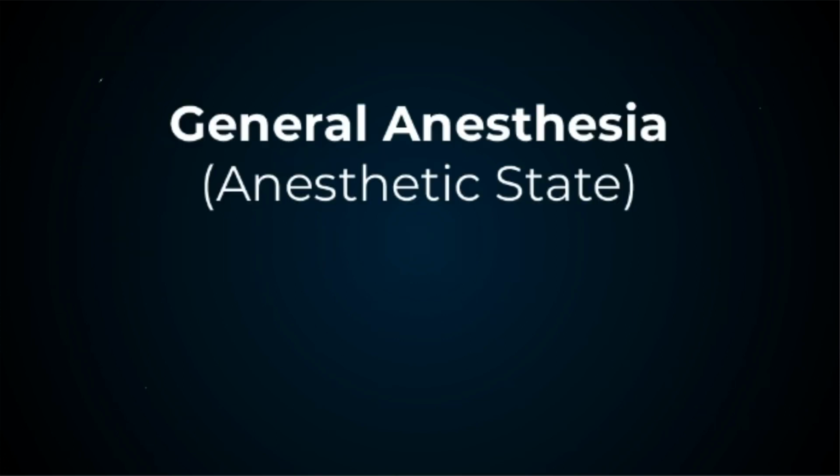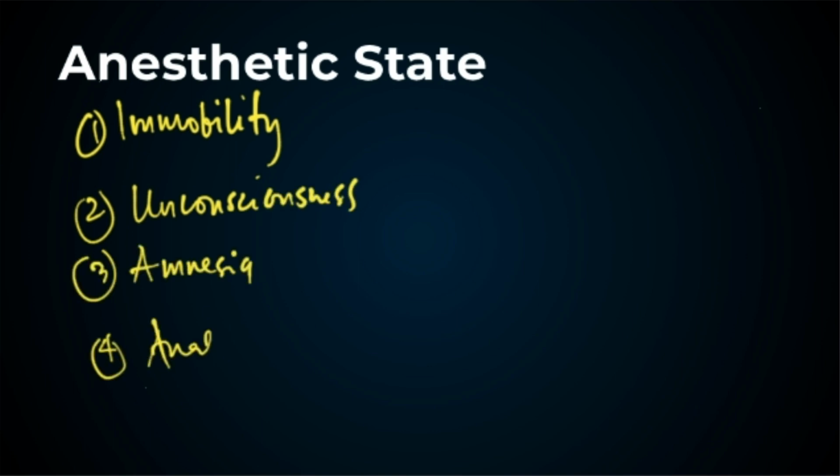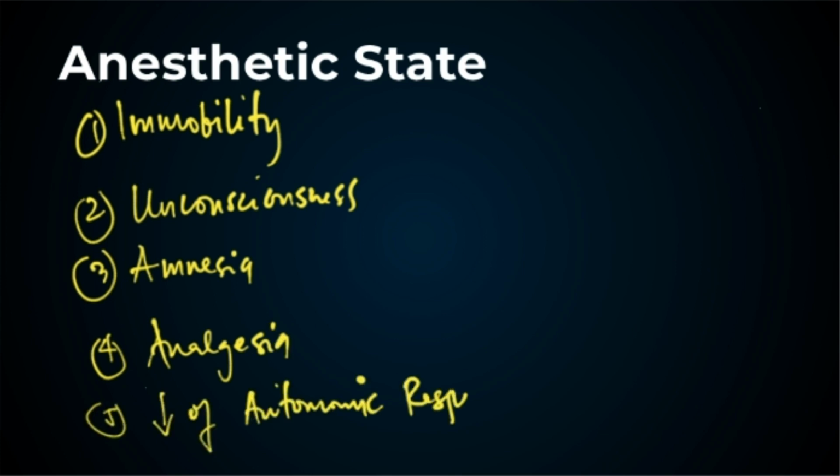Now let's talk about the anesthetic state in a patient who has general anesthesia. The anesthetic state is actually a drug-induced state of coma, and there are five components to the anesthetic state. Number one is immobility. Number two is unconsciousness. Number three, amnesia. Number four, analgesia, and we also have the attenuation of autonomic responses.